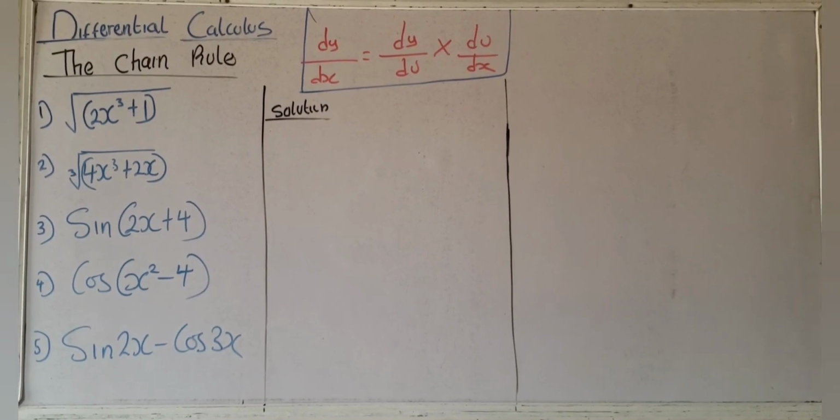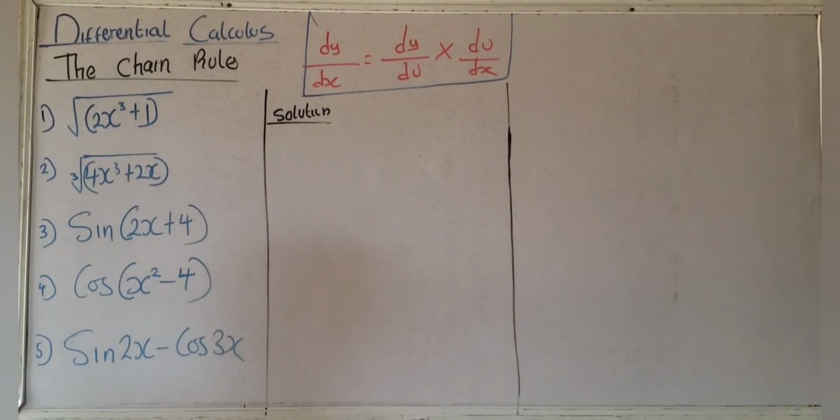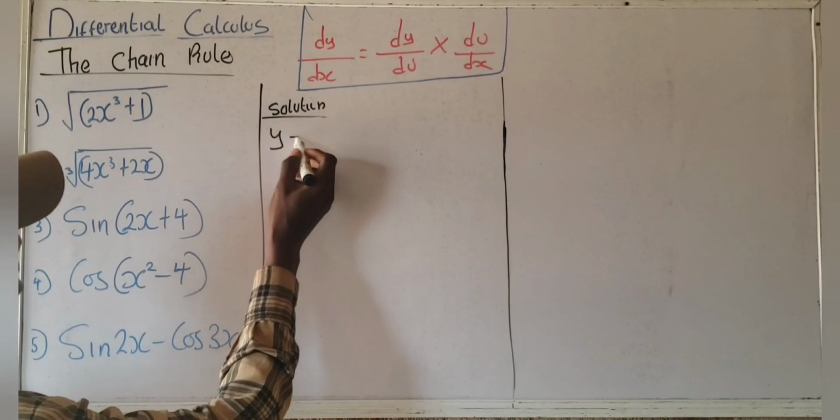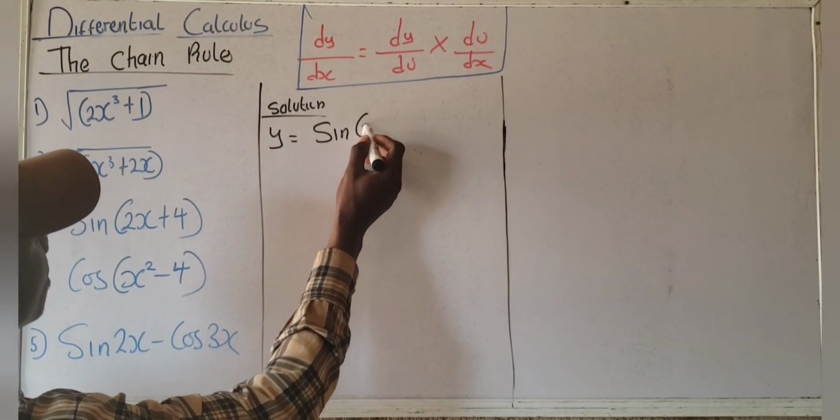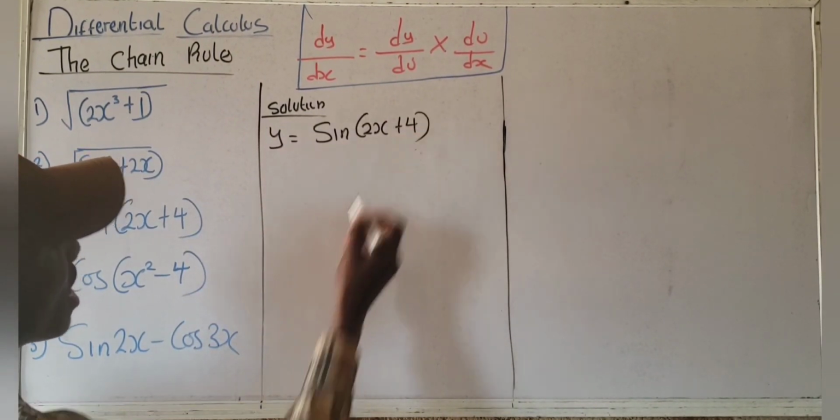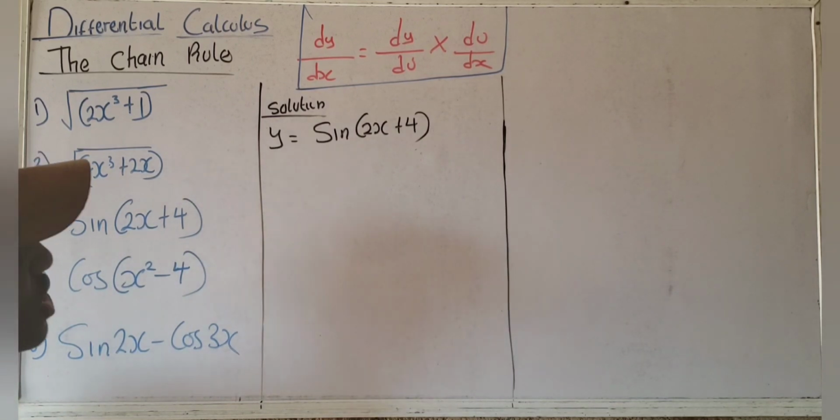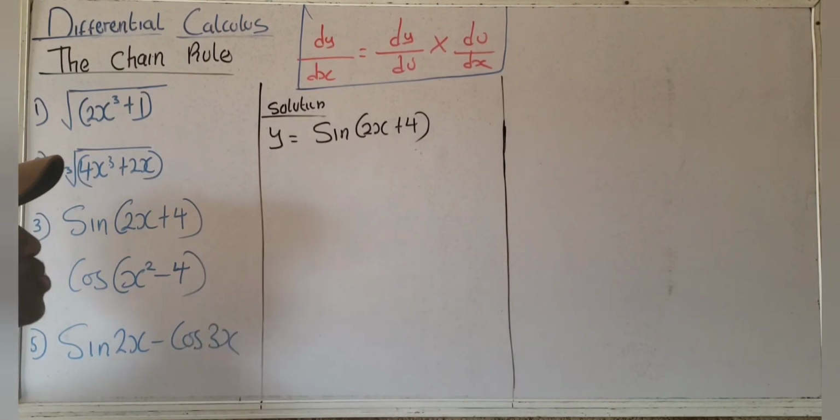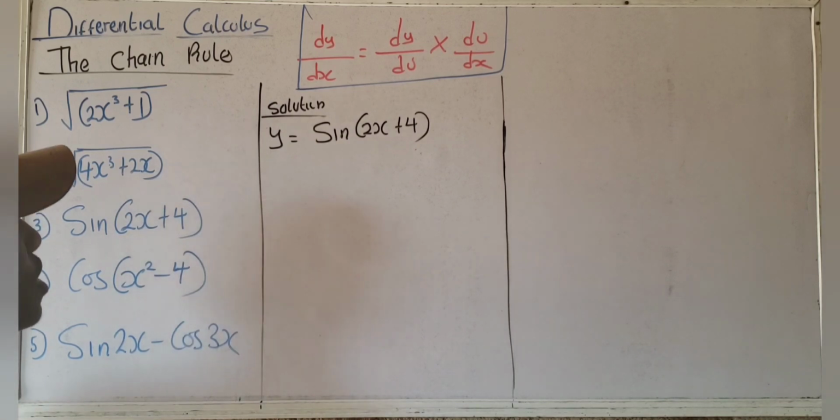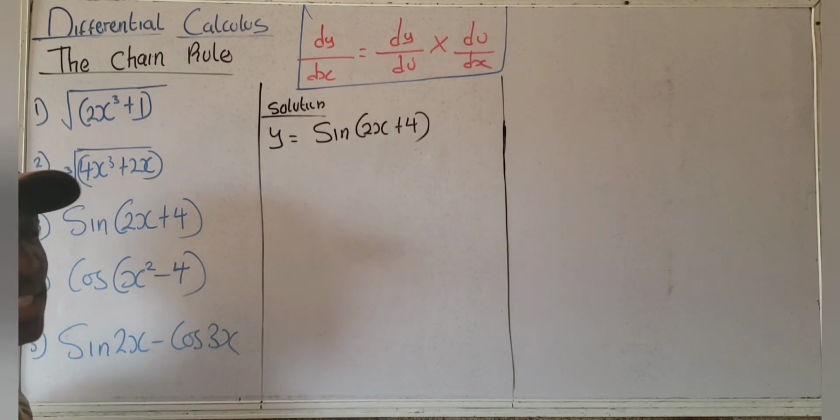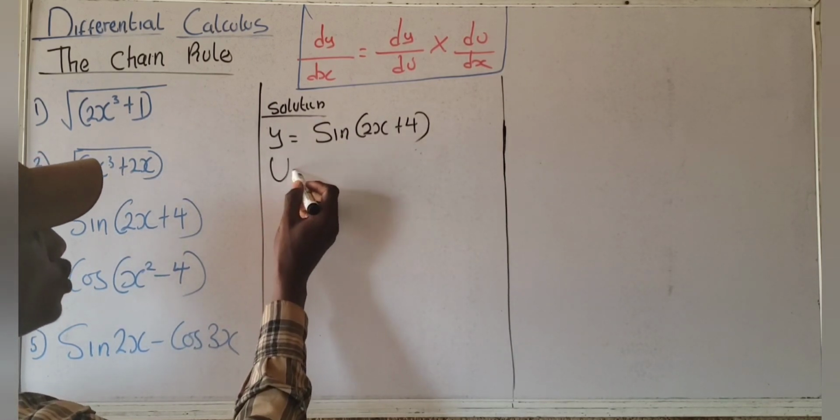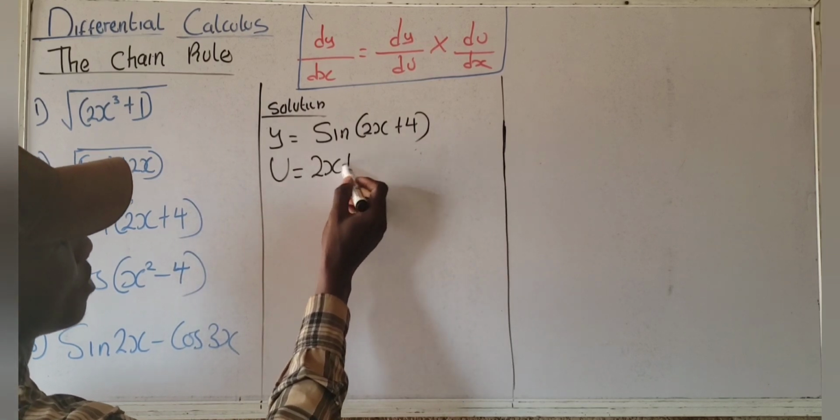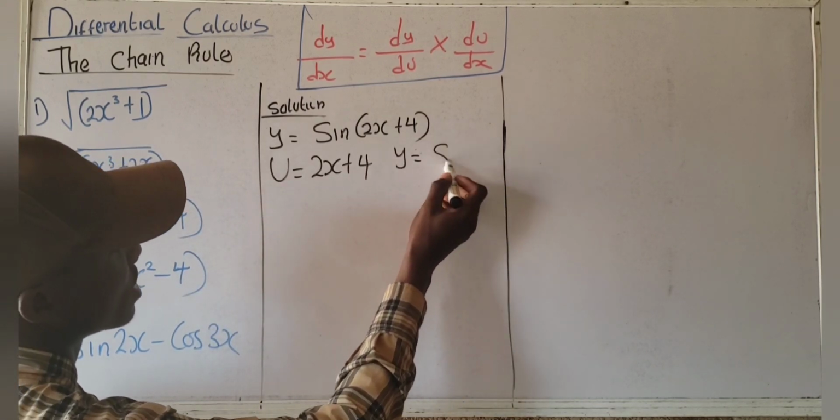Okay. The first step is that we just let y equal sine of 2x plus 4. Now, the inner function in this function is what? It is 2x plus 4, because that is the function inside the bracket. So let the inner function equal a letter. In this case, I'm going to use u. u equals what? 2x plus 4. In that case, y will be equal to sine u.